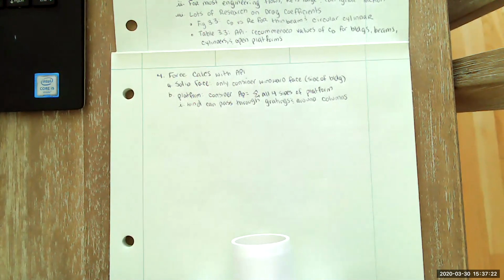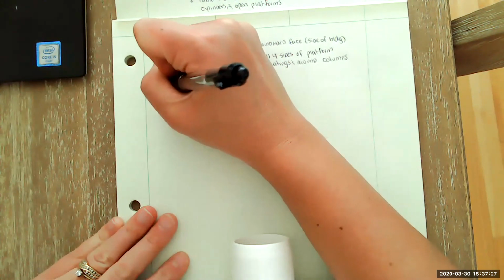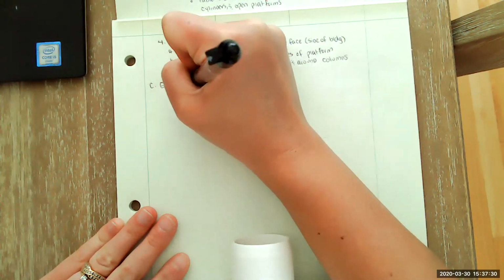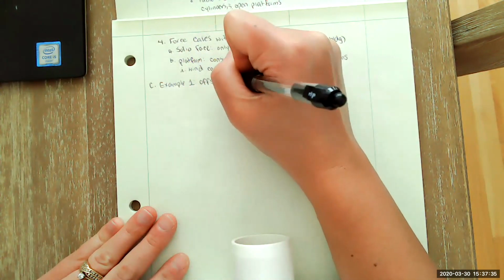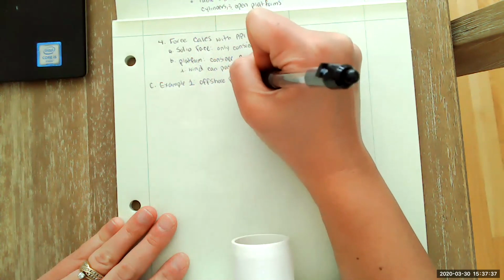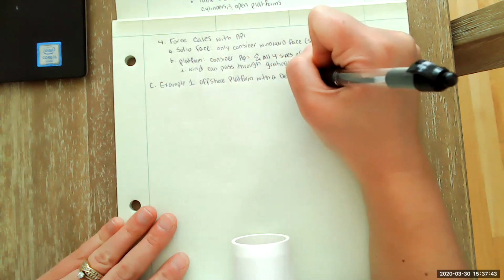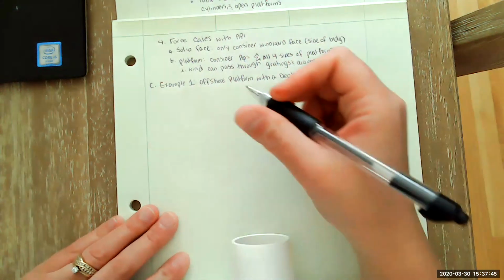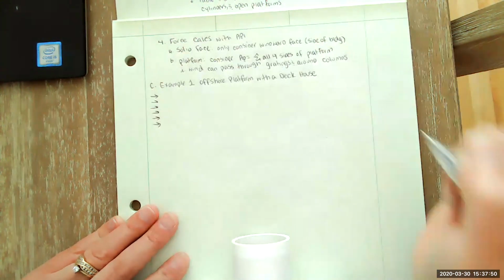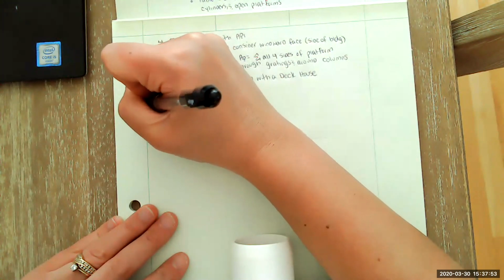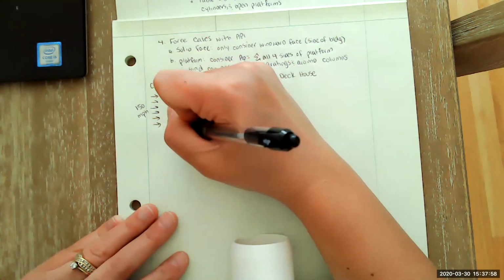All right, so let's go ahead and do a couple of examples. So for example, this will be example 1. We have an offshore platform with a deck house. And so what that looks like, again, we'll have some wind coming across the ocean. Let's say our wind speed is 150 miles per hour.